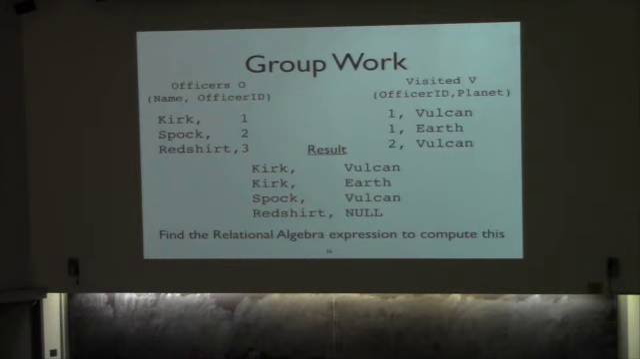Yes, in the back. You're going to need to speak up a little bit, but I heard projection, name, planet, officers, left outer join. Ah, okay. You're skipping ahead a couple of steps. How would you compute it without using left outer join?